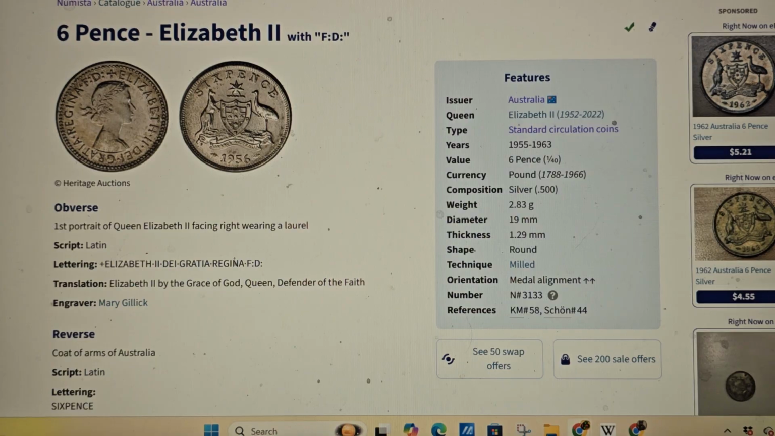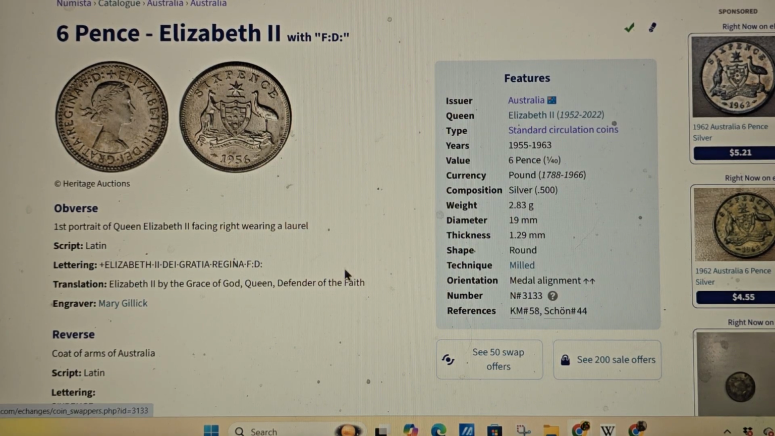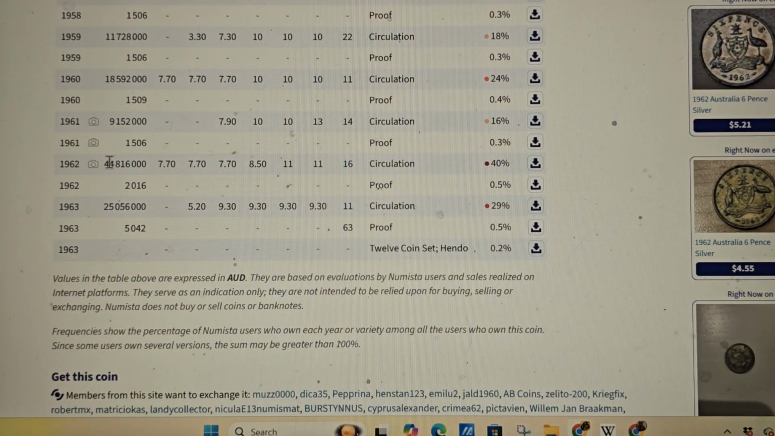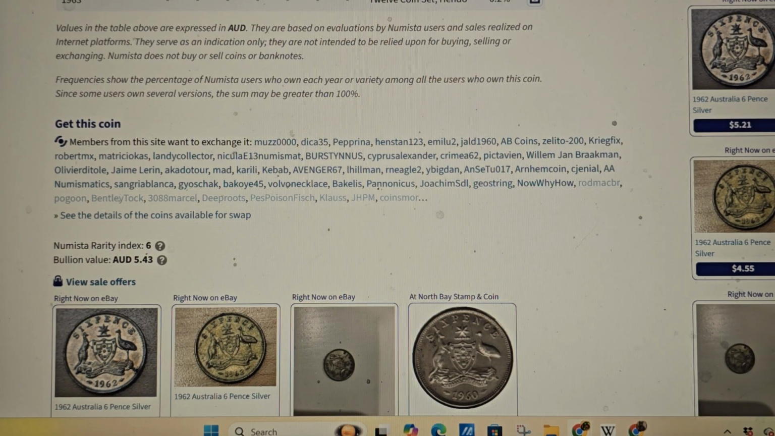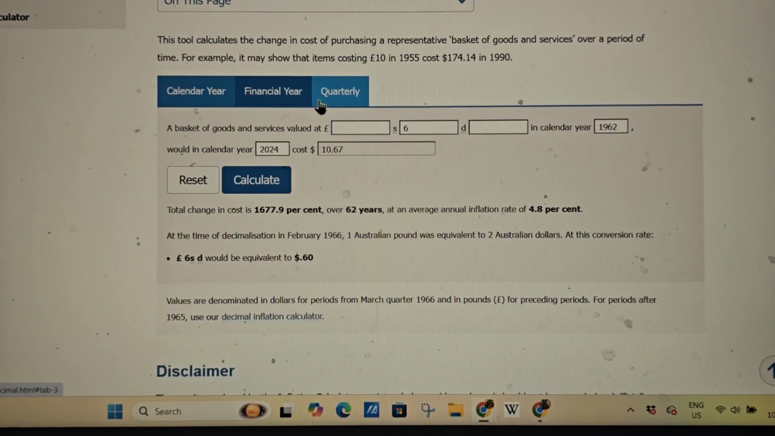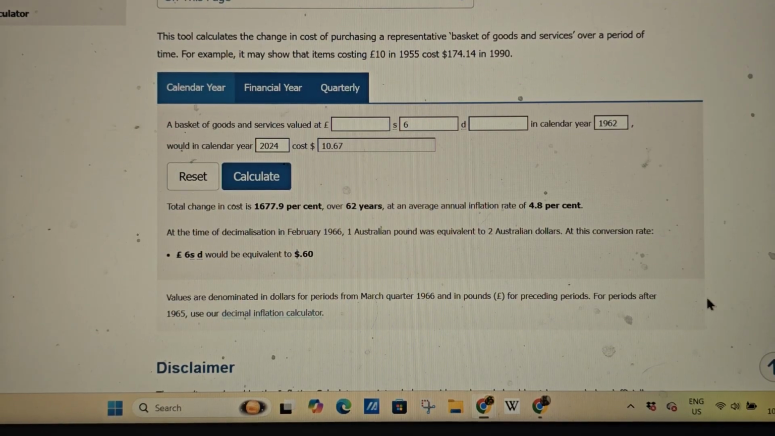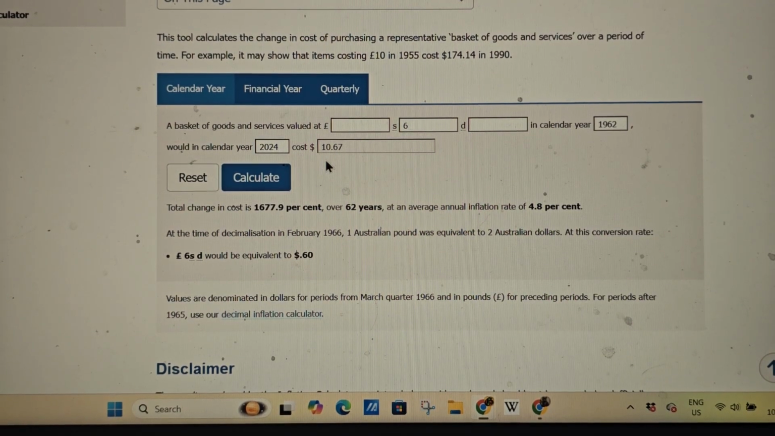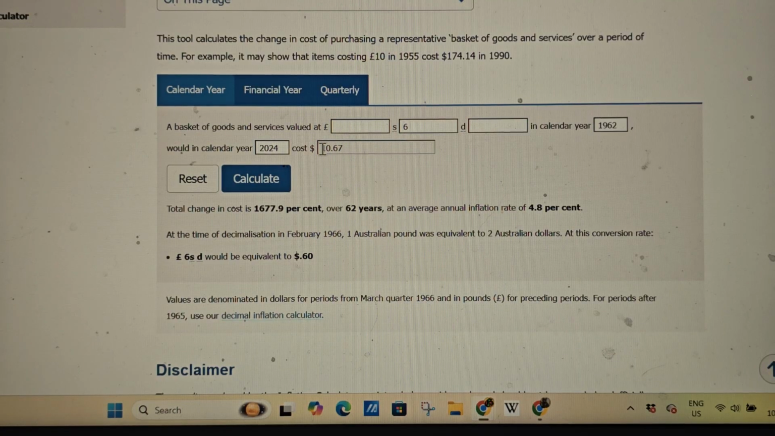Anyway, okay, so these are the specifications of the actual coin. You can look it up on the MSD yourself. So the only thing we're looking for here is the actual mintage, which is 44,816,000, and the bullion value on this day, the 10th of the 1st, 2026, is $5.43. Now using the inflation calendar calculator, 1962, a sixpence can buy $10.67 worth of goods, say, in the supermarket. And I reckon that's about double now.